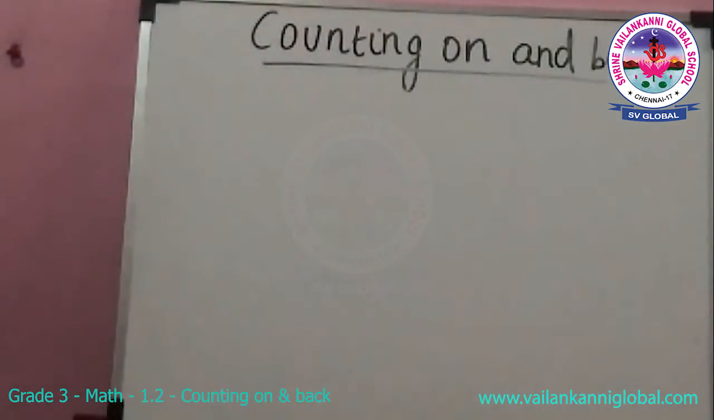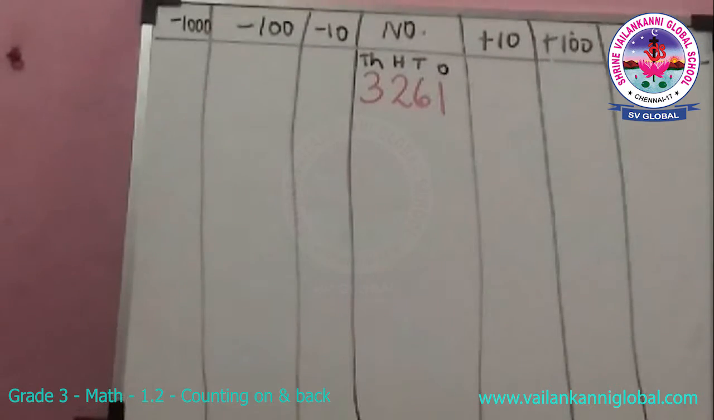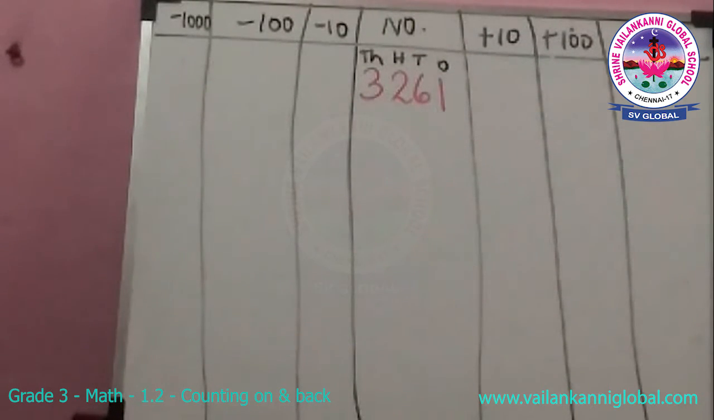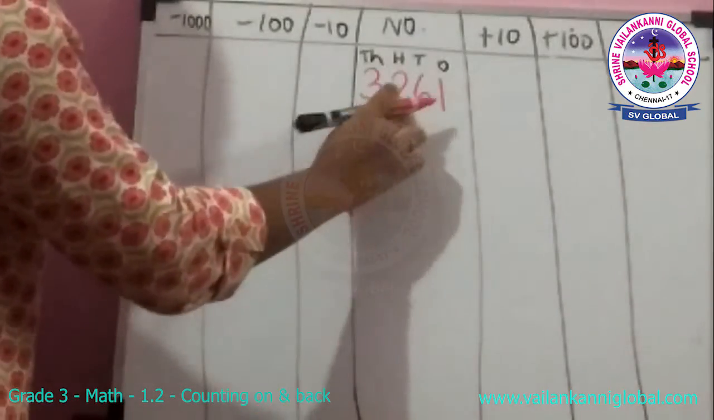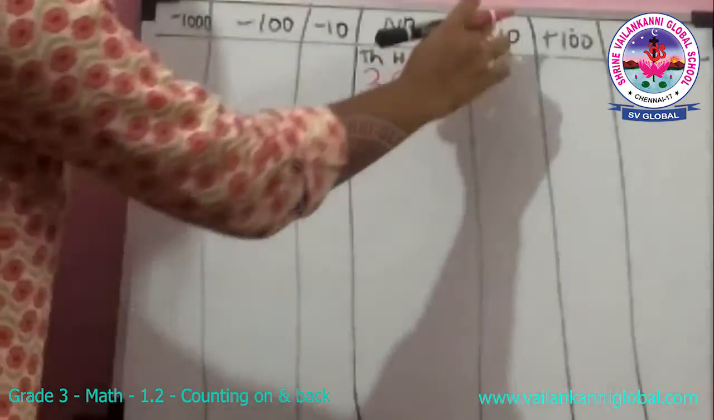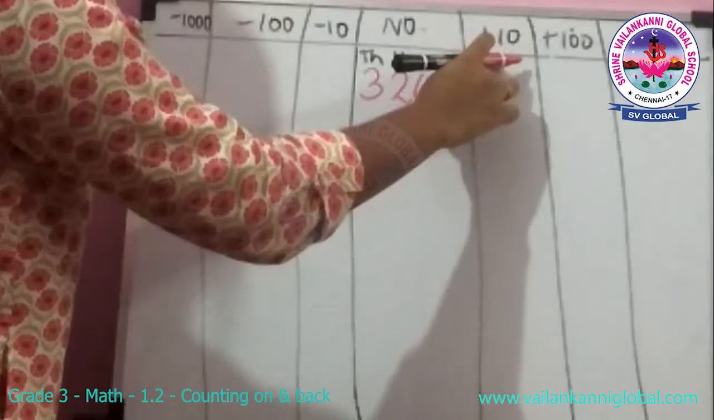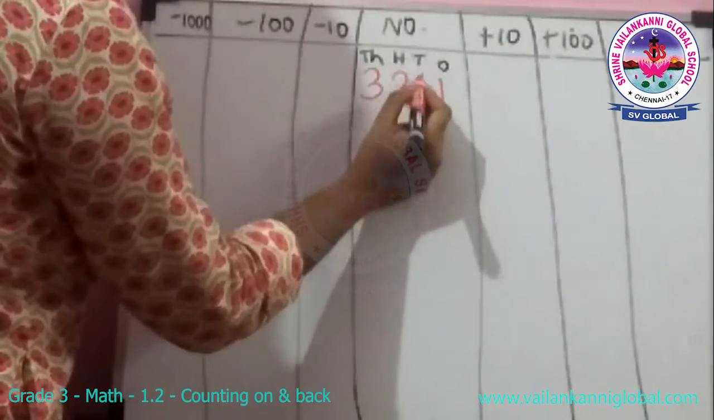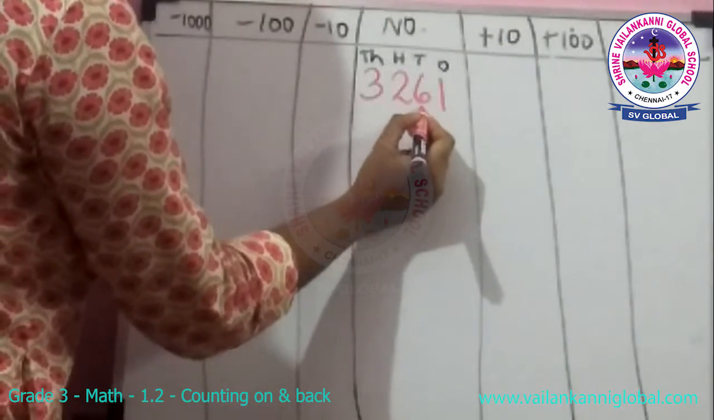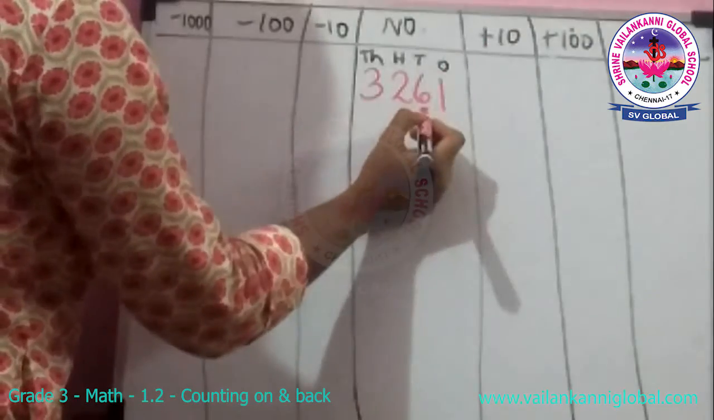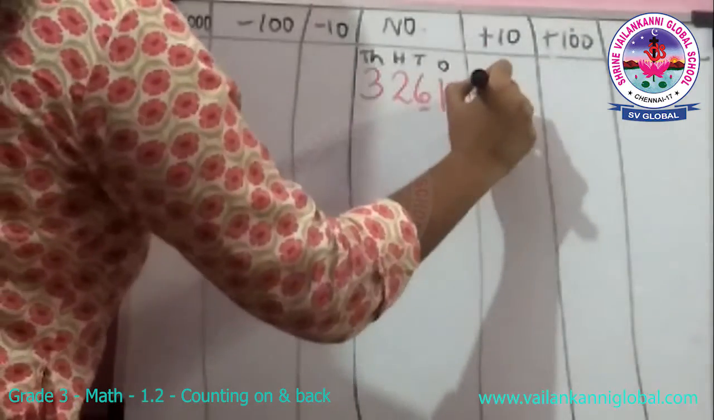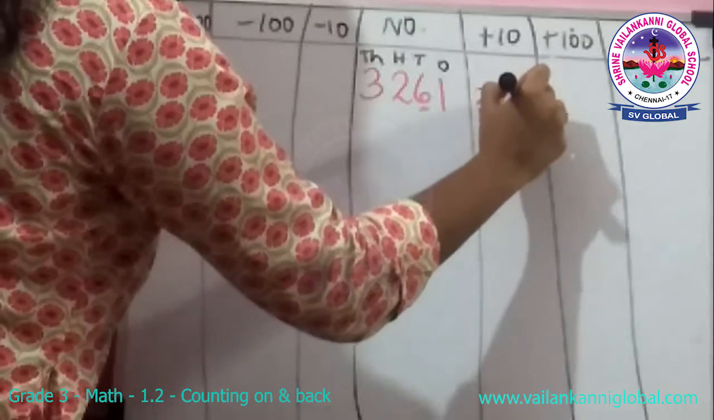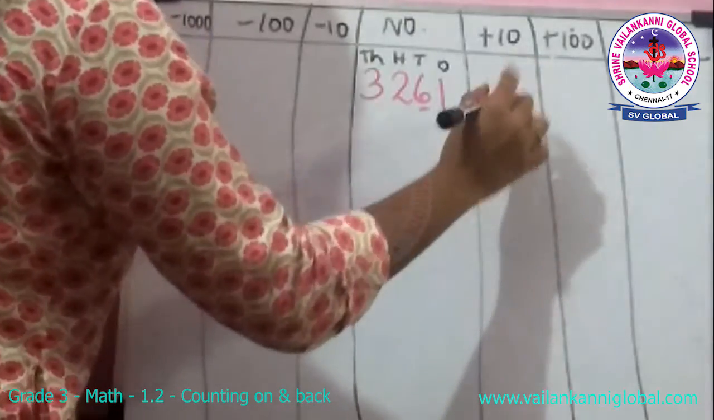Let's see one more example. In this example, I have taken the number 3261. Here you have to add plus 10 to this number. Where is the 10's place? It's here. So only this number will change. You're going to add 10. So this becomes 7. 3271.